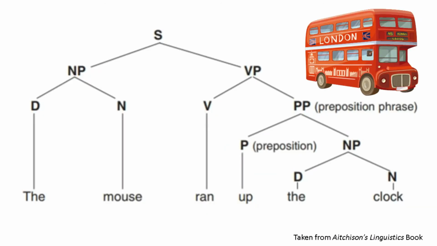Now, let's take a look at the 3 diagrams. This sentence has a noun phrase and a verb phrase. The noun phrase consists of determiner and noun. Meanwhile, the verb phrase has verb and prepositional phrase. And after that, we can break the prepositional phrase into preposition and noun phrase. As mentioned before, the noun phrase consists of determiner and noun.